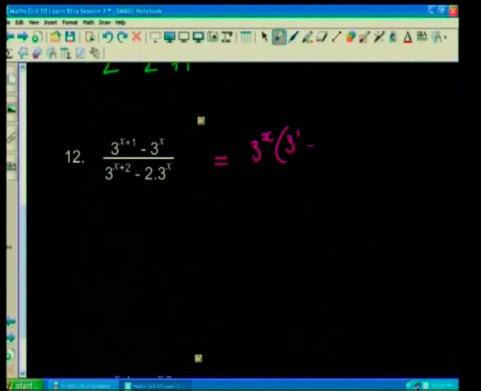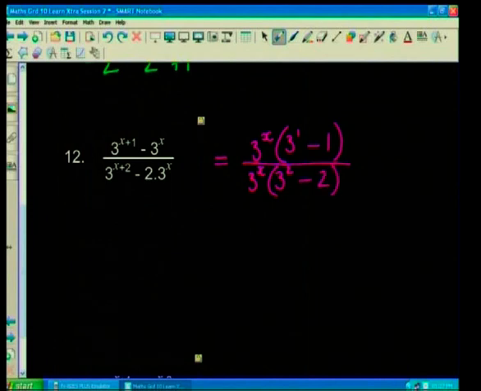The next side, we've got 3 to the power of x, we're taking it out as a common factor and we're left with 1. At the bottom, 3 to the power of x is a common factor again. Let's write it in front of the brackets, and in the brackets, 3 to the power of x plus 2 divided by 3 to the power of x doesn't leave us with 2. Remember, that's a Christmas decoration. We actually have to have the 3 in front of it. So 3 squared minus 2.